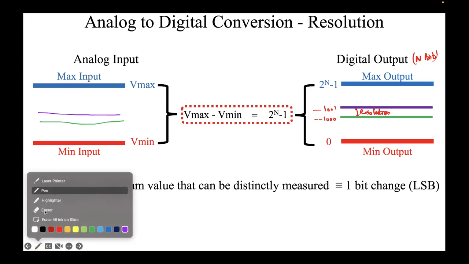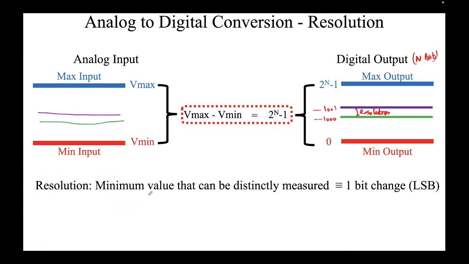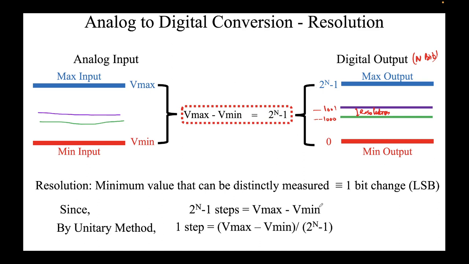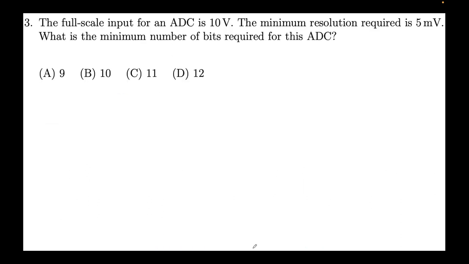So resolution is the minimum value that can be measured, that is a 1-bit change in the LSB, which is this. Green corresponds to green here, purple corresponds to purple here. And we know that the 2 raised to the power n minus 1 steps over here correspond to Vmax minus Vmin. So one step is Vmax minus Vmin over 2 raised to the power n minus 1. This is nothing but the resolution, a 1-bit change. So resolution turns out to be Vmax minus Vmin over 2 raised to the power n minus 1.